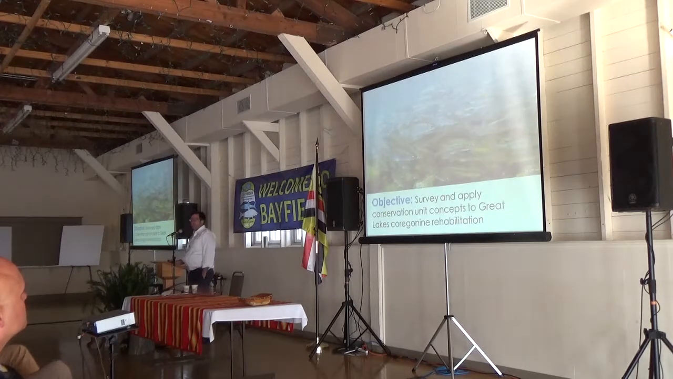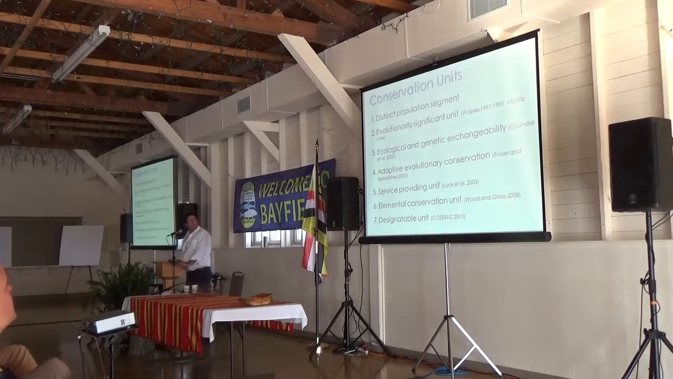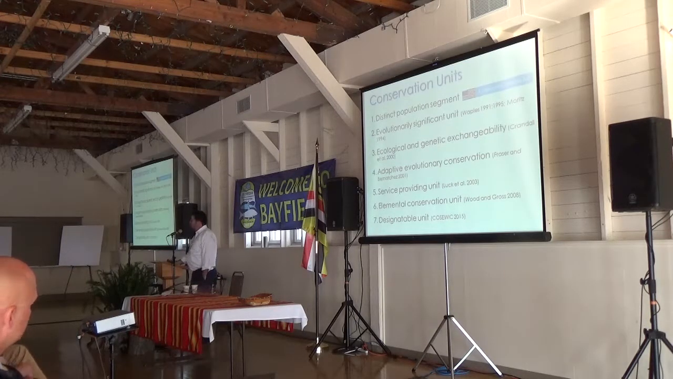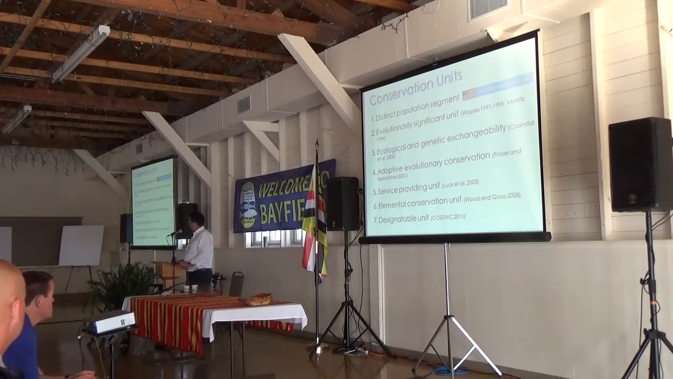So the objective of our work, and it is ongoing work, is to survey and apply conservation unit concepts to the problem of rehabilitation in the Great Lakes. So what we did was survey the literature, and we identified 7 different conservation unit concepts. The first, distinct population segments, is the primary basis for the U.S. Endangered Species Act. The evolutionarily significant unit, the second concept there, is sort of a subcategory of the DPS that applies specifically to Pacific salmon. Number 7, the designatable unit, is the basis of the Species at Risk Act, SARA, in Canada.